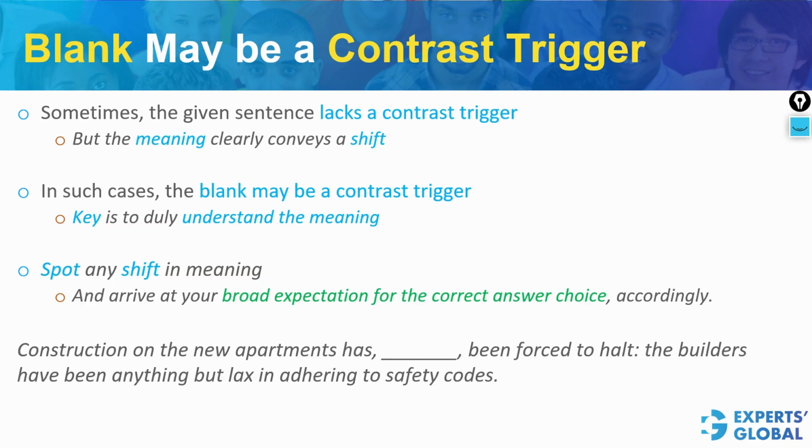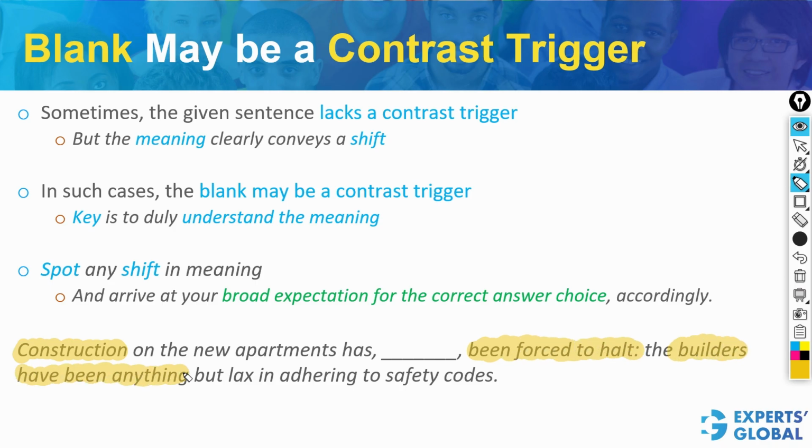Let's take one more example. Please pause the video and come up with your broad expectation for the blank. The construction has been forced to halt, and the builders have been anything but lax. That means that the builders have been sincere in adhering to safety codes. So the construction has been halted despite the builders being sincere with the safety protocols. Therefore, we need a contrast trigger here on the blank, a word on the lines of unnecessarily.